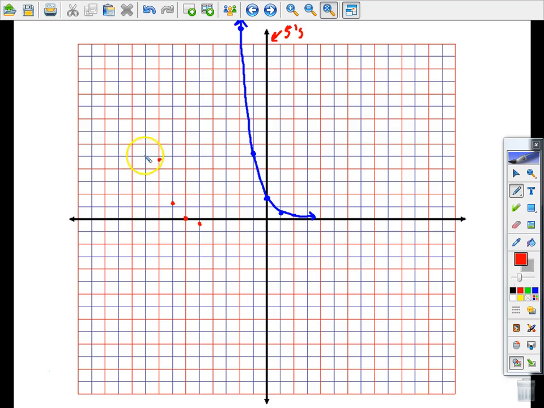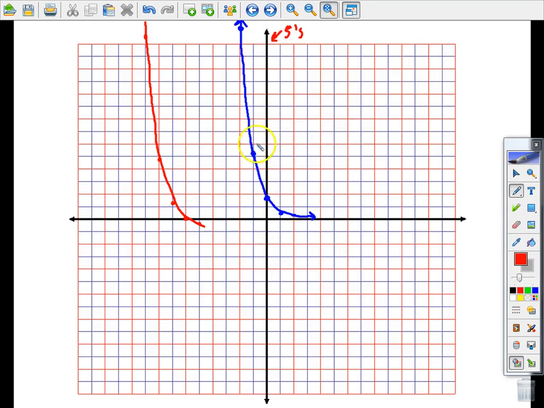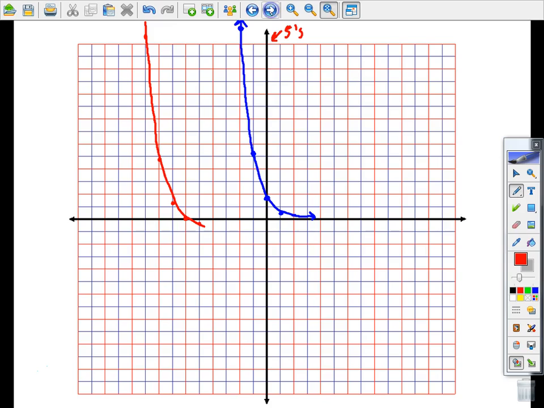Remember, this top line is 75, and I'm just going to go a little bit more to show 78. So the red is a shift of that parent function 7 places left and 3 places down. We talked about this in class: the blue curve, the parent, had a horizontal asymptote of the x-axis. Well, if we shift this whole graph down 3 places, that means that I've got a new horizontal asymptote.